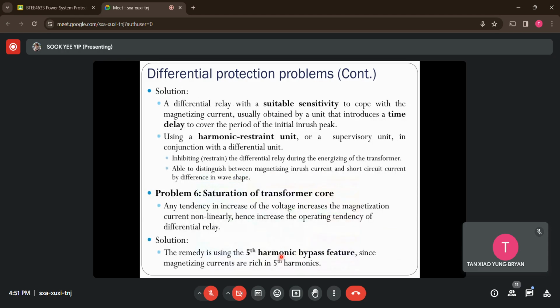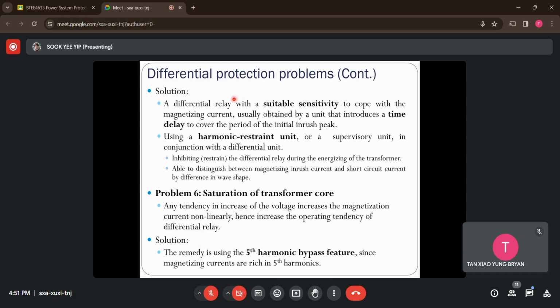So we can use differential relays with suitable sensitivity, which we can use to cope with the magnetizing current, which is the inrush current. Usually we use it together with a time delay, which means that we will need to go through the inrush current period, so that this relay will not work. This is the first solution.